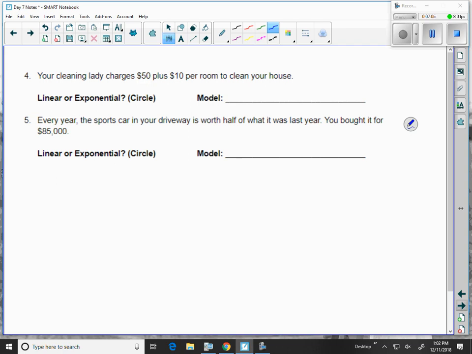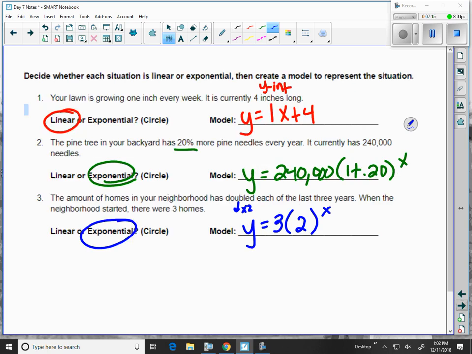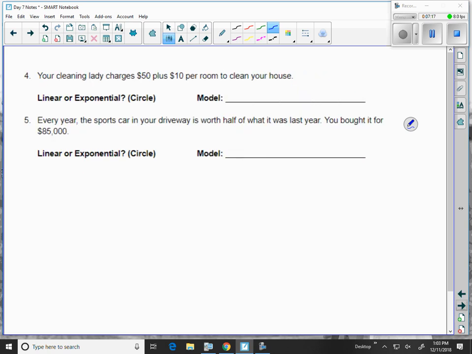Well, we have to talk about, is it linear or exponential? Because if it's linear, it's not that kind of equation. Right? If it's linear, it's going to look like this. Okay, so if it's $10 per room, that would be 10 times x, but that means we're adding $10 for each room that she cleans. We're not going to be multiplying by 10.